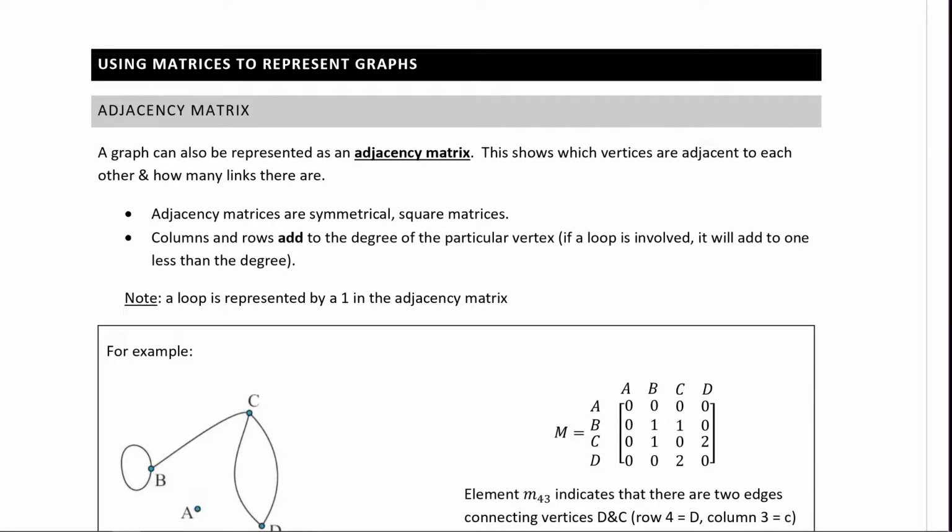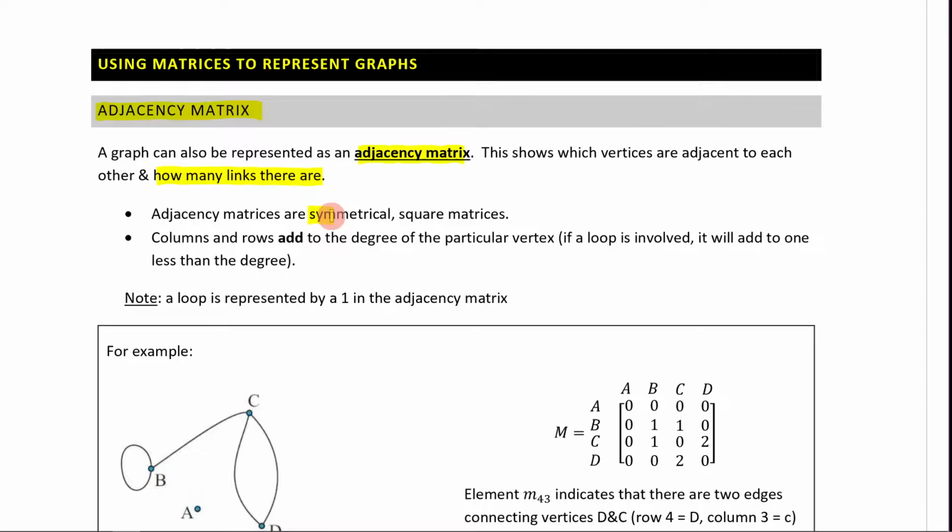Welcome. So in this lesson, we're now going to be talking about using matrices to represent graphs. And this is where we're going to be introduced to the adjacency matrix. A graph can also be represented as an adjacency matrix. This shows which vertices are adjacent to each other and how many links there are.